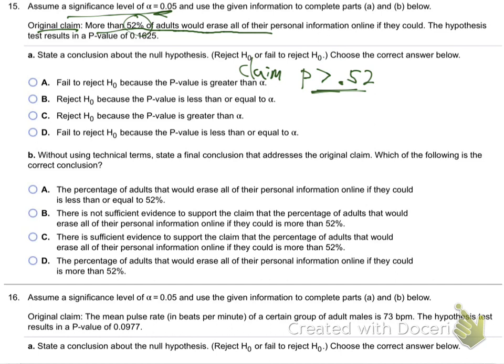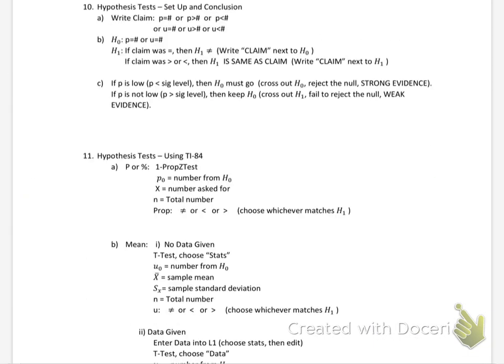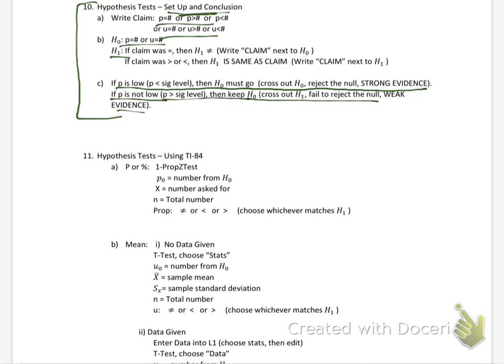Okay, so state a conclusion. There's a p-value, and without using technical terms, state a final conclusion. Where are we going to find out what that means? Let's go to the notes. Here it is, number 10, hypothesis test, setup and conclusion. How to write a claim, how to write H0 and H1. And if the P is low, then the H0 must go. Cross out H0, reject the null, strong evidence. If the P is not low, then keep the H0. It tells you all the meanings. So that's the setup and the conclusion to a hypothesis test.